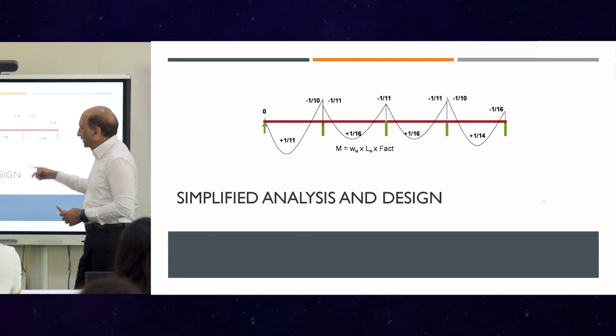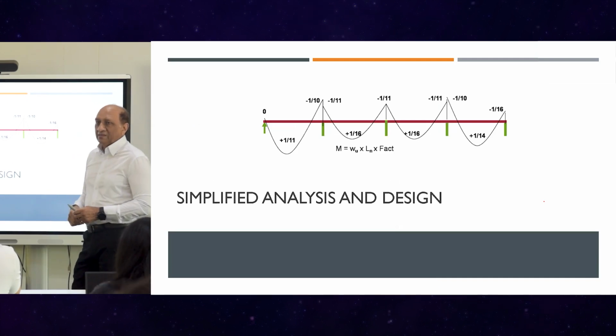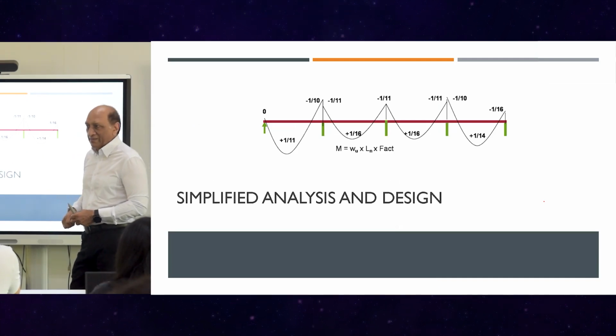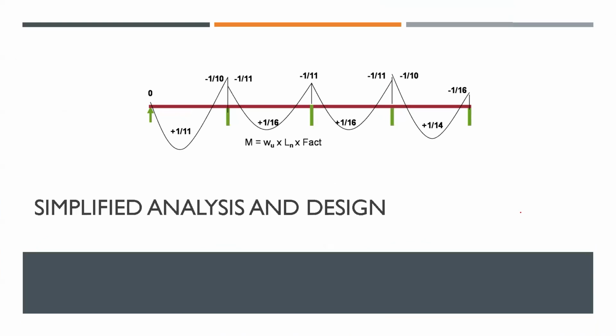Stepping back a little bit, simplified design of beams and slabs, one-way slabs, can also be used for post-tensioning. Because as I mentioned to you, we can convert the post-tensioning into a one-way system. One's this way, one's that way. So this is the interesting part here.